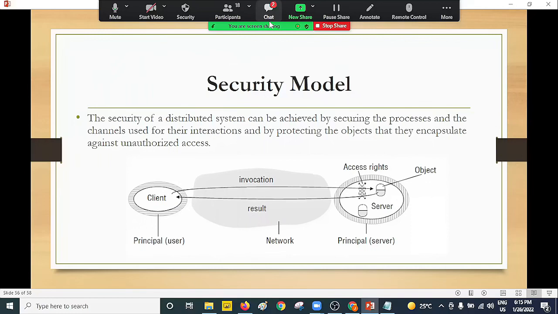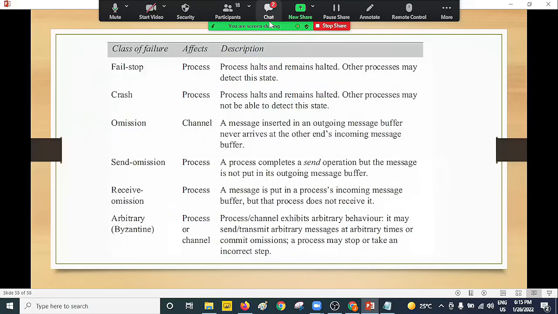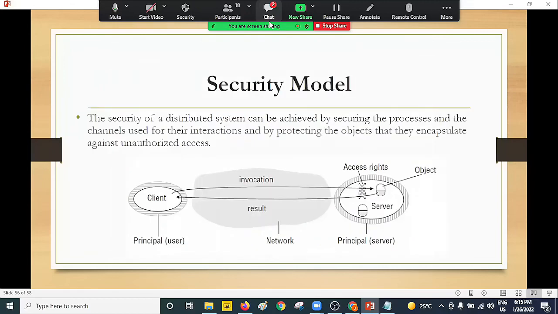So the security model, as it suggests, can be achieved by securing the process and the channels. Because we have seen from these particular failures, we can have issues with the process and also the channel. So it's very important that we should be able to secure these. Now, we can see a client, or the principal user, trying to access some objects on a server. This object could be a database object or a confidential file, right? So there's some kind of invocation. So how do we reinforce security? We can provide the user with the right access rights, or privileges, so that they can access only the part of the object that they need to access. That's how we determine how to design the security model of the distributed system.